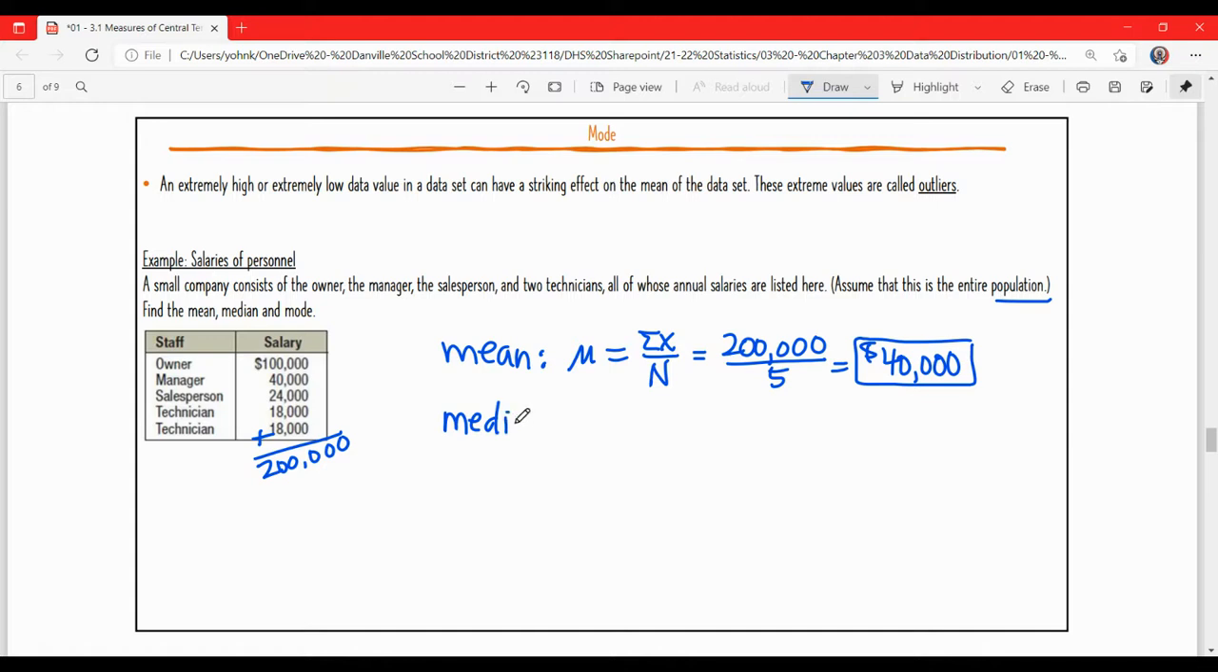The median, MD, is the middle number. Now, these numbers are already in smallest to biggest order. So let's see, we got 18,000 and 18,000. Here is our median at 24,000.